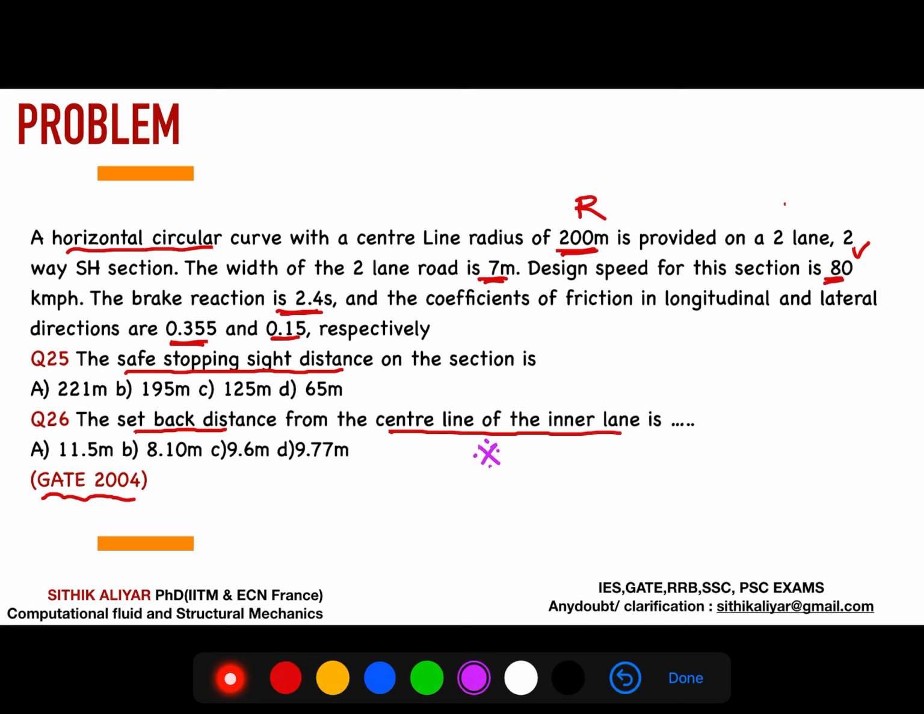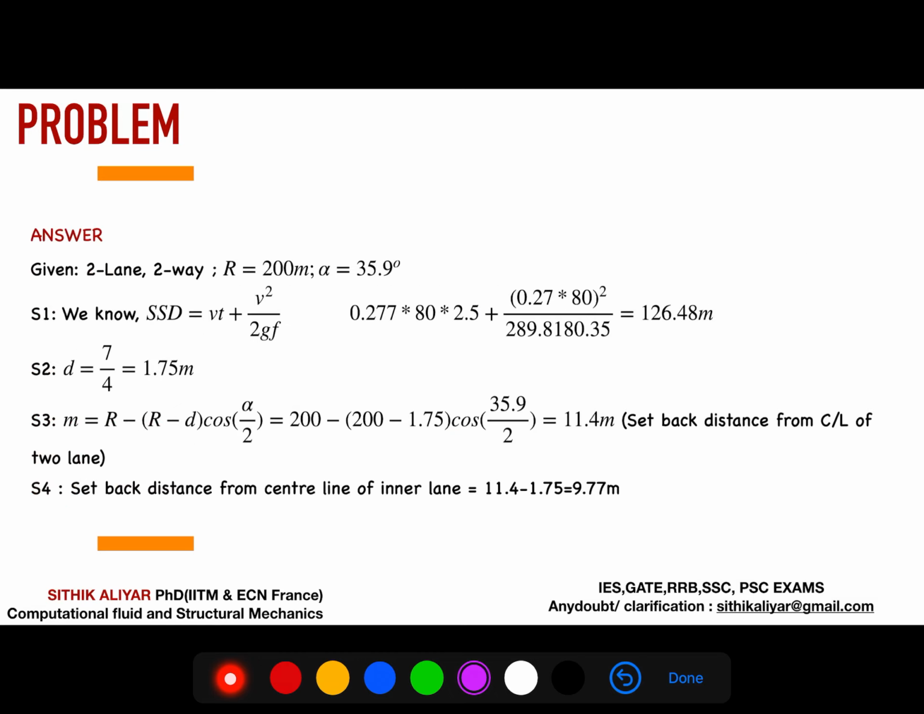You should remember this is the critical word: they are asking from the center line of the inner lane. First let us find the safe stopping sight distance. You remember they have given 2-lane 2-way traffic, so you need not determine the ISD. It is a 2-lane road, with one traffic going in this direction and the other traffic going in this direction. So we only have to find SSD.